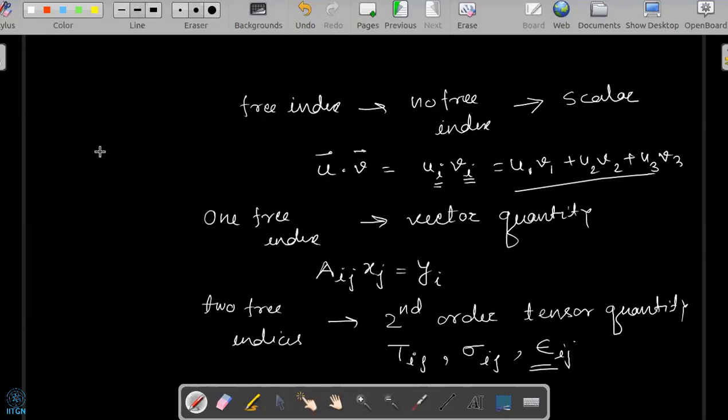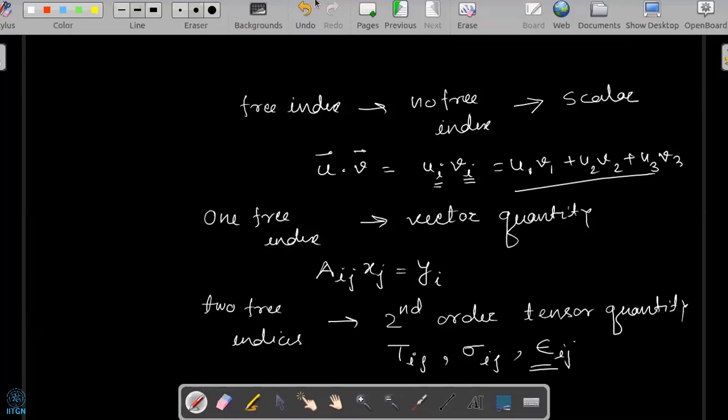So by looking at the free indices, we can say that this could be a vector equation, this could be a second order tensor quantity. But again, we have to be careful because Kronecker delta also has two free indices, but it does not satisfy the criteria of being a tensor.